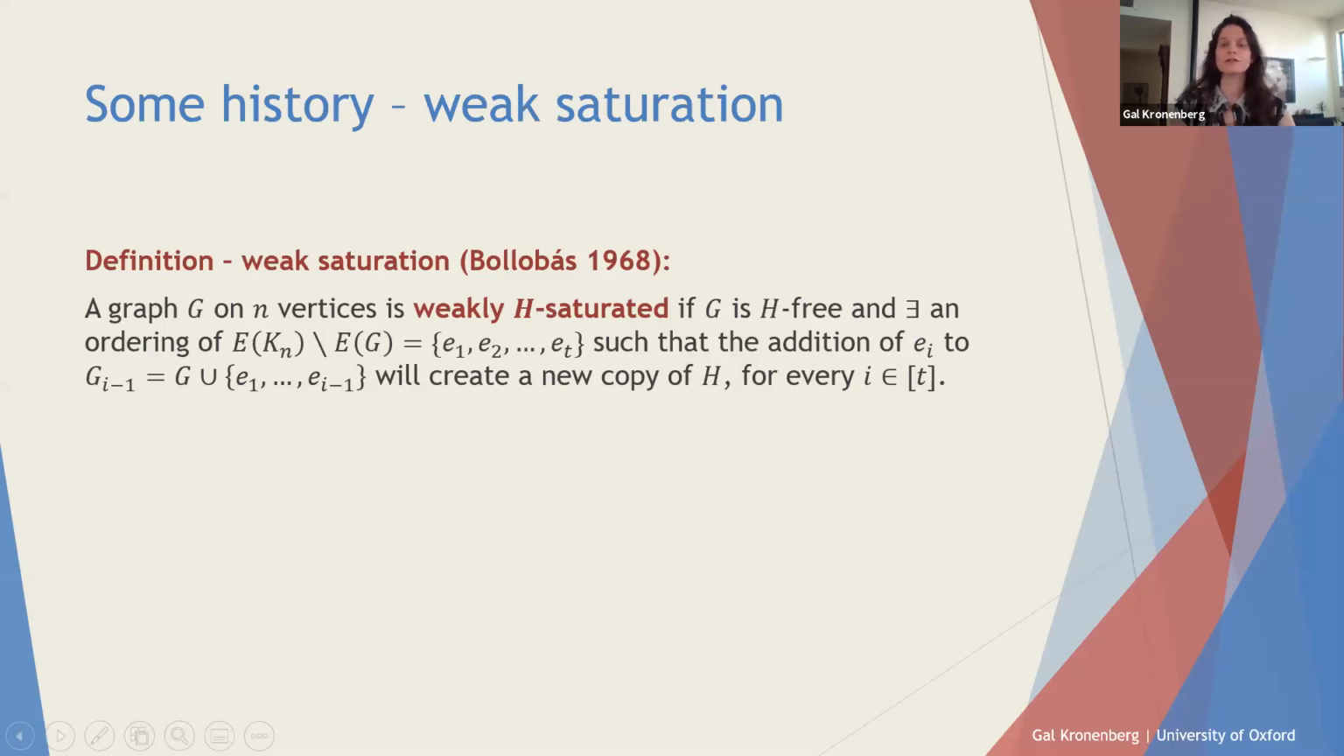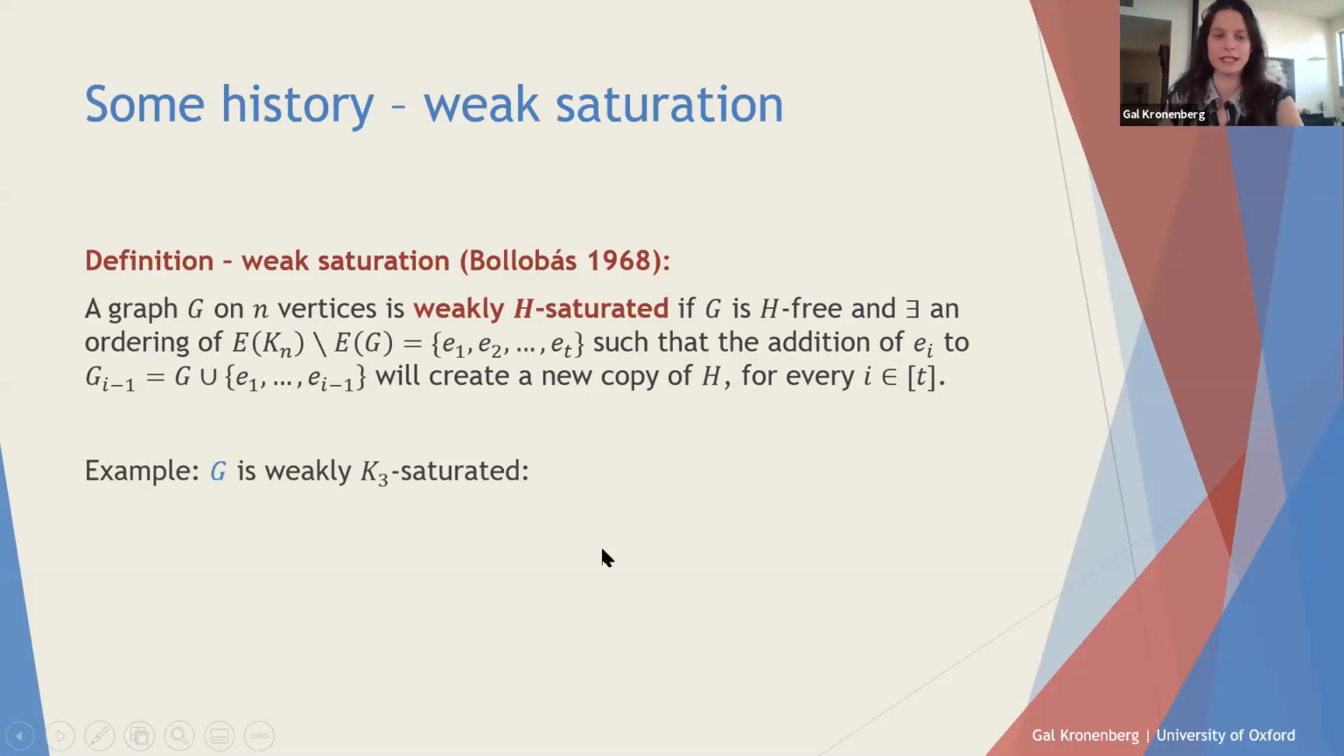So the graph doesn't contain a copy of H, but every edge that I add according to some ordering, and the ordering is important here, otherwise it would be just saturated and not weakly saturated. So I have some ordering that allows me to add edges one by one, all of them, such that each edge gives me a new copy of the target graph H.